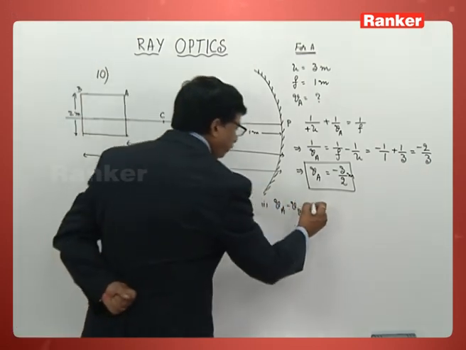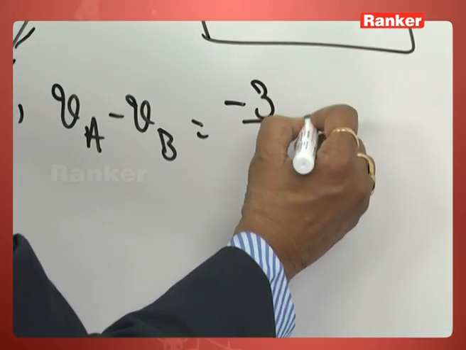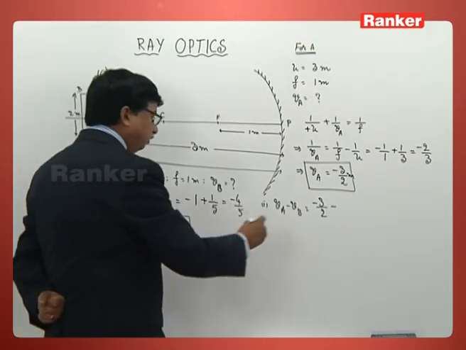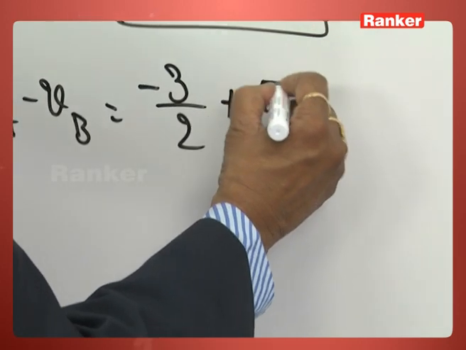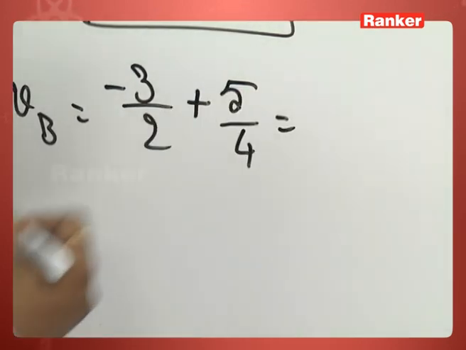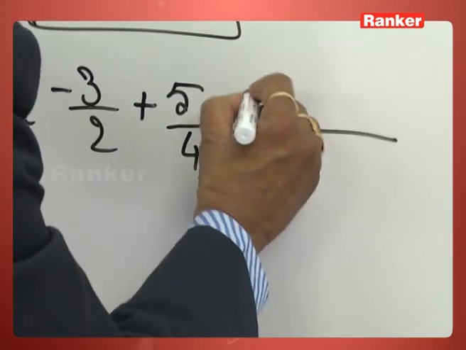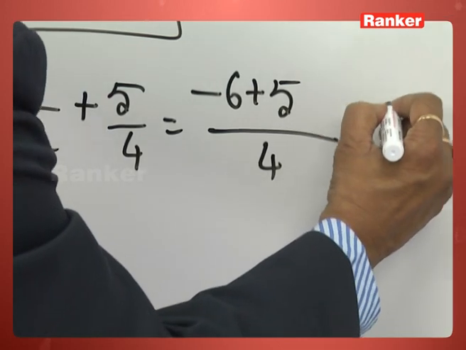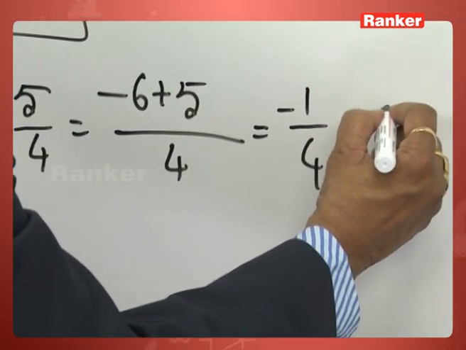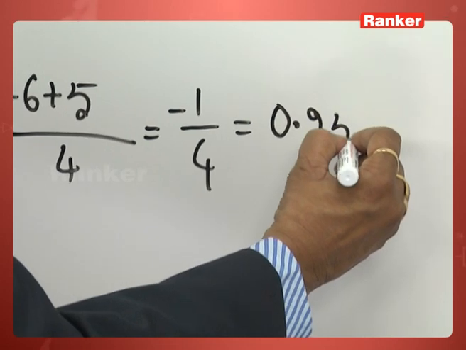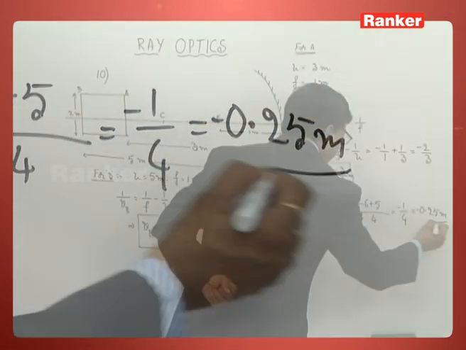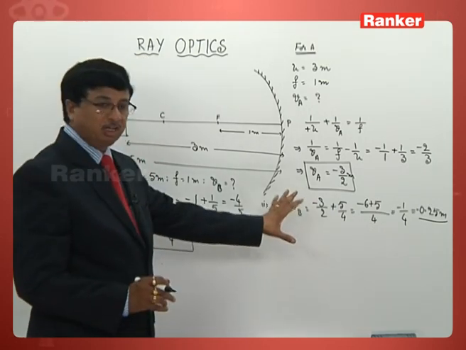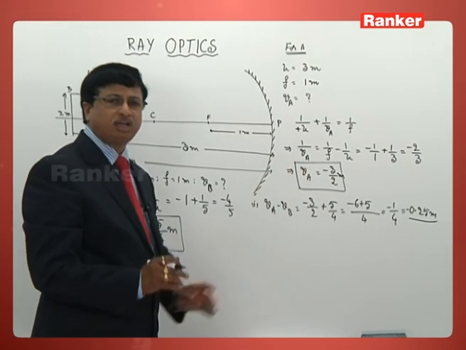VA is minus 3 by 2. VB is minus 5 by 4. Minus of minus now becomes plus 5 by 4. What will be the value now? It's minus 6 plus 5 by 4. That is now minus 1 by 4, which now is 0.25 meter with a negative sign. So observe carefully, VA minus VB is my first calculation.